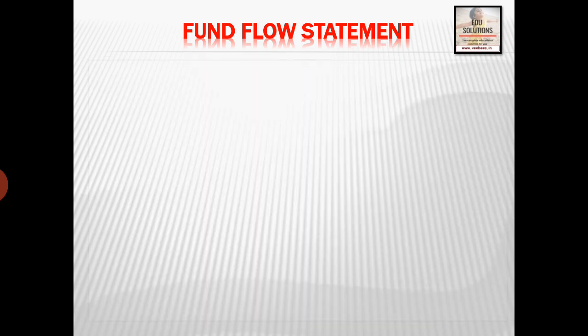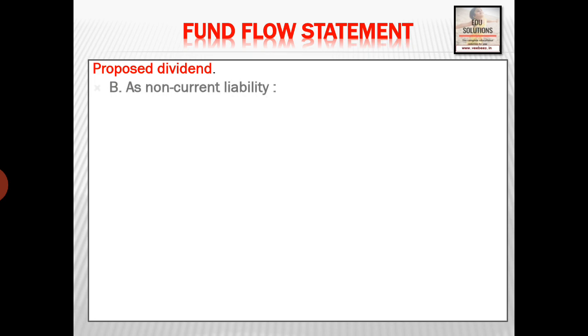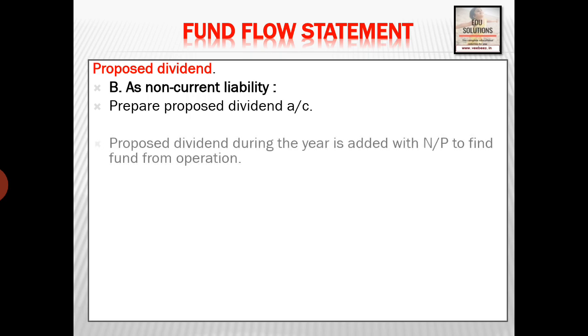Then next is the important one, that is if it is taken as non-current liability. Current liability അല്ലാത്ത സിറ്റുവേഷൻ ആണെങ്കിൽ, generally we will prepare a separate account called proposed dividend account. A proposed dividend account is prepared to find two items. First one is proposed dividend during the year. ഈ വർഷം എത്ര രൂപ പ്രപ്പോസ് ചെയ്തു, ഇത് കണ്ടെത്തി കഴിഞ്ഞാൽ proposed dividend during the year is added to net profit to find fund from operation.